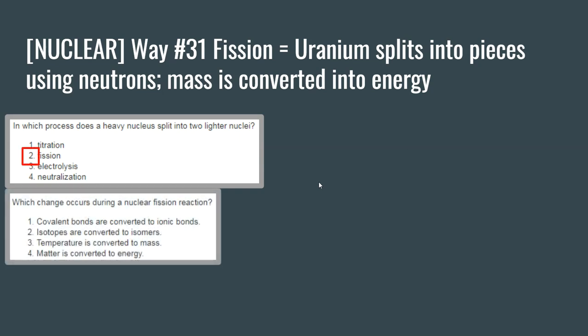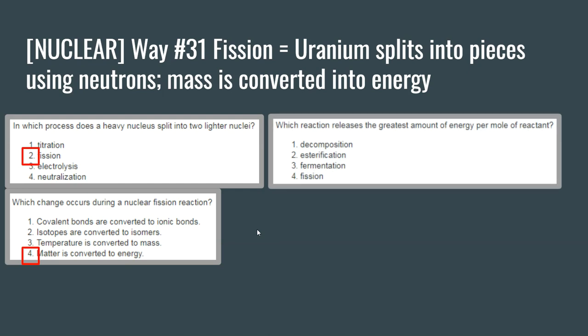Which change occurs during a nuclear fission reaction? For this one, the only answer choice that makes the most sense is that matter is converted to energy. Remember, both fission and fusion show small amounts of mass being converted into large amounts of energy. So the answer is 4.